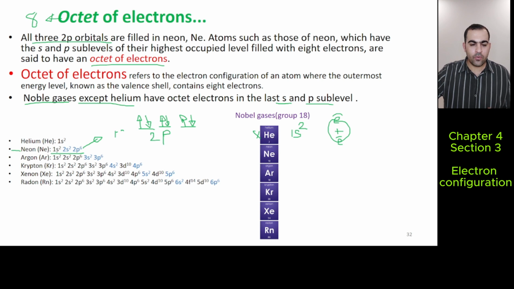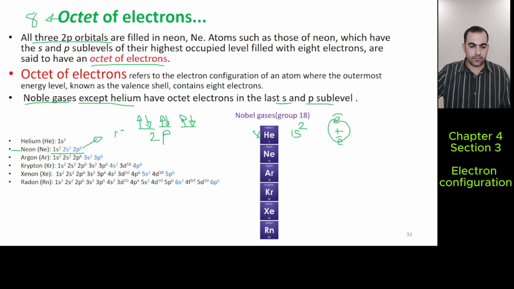Neon is 1s2 2s2 2p6. We learned about the highest occupied energy level, the valence shell, 2s 2p. They are in the second energy level, which is the second shell. How many electrons does it contain? 2 plus 6, 8, because s and p are in the last shell. So we count the number of electrons by adding the electrons in s and p.